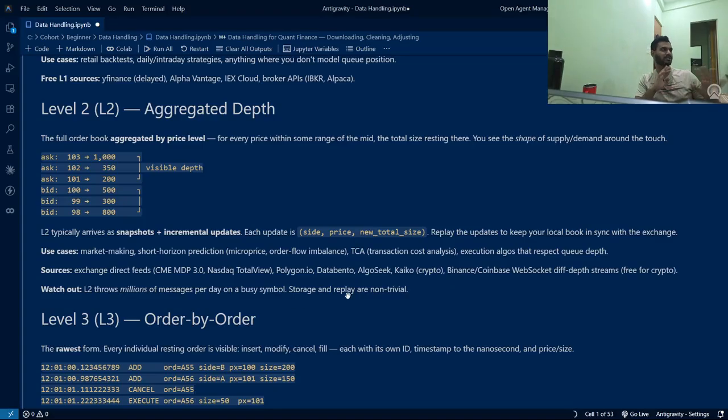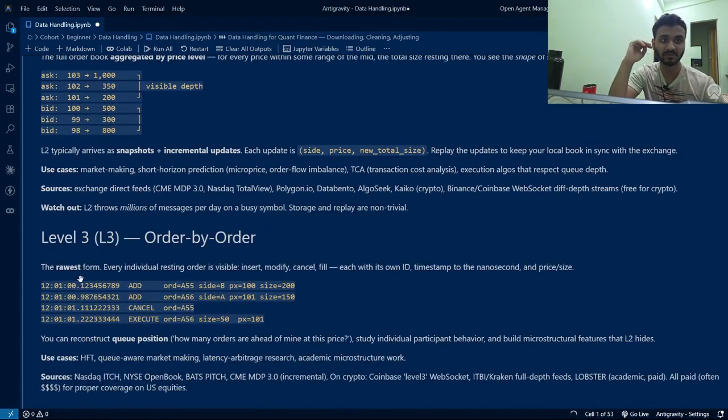Sources, we're going to talk about sources later as well, but for L2 you've got your CME MDP, Nasdaq, Polygon, Databento, Algoseek, Kaiko, Binance, Coinbase WebSocket, with different depth streams, free for crypto. Then you've got to watch out. L2 throws millions of messages per day on a busy signal. Storage can be an issue, right?